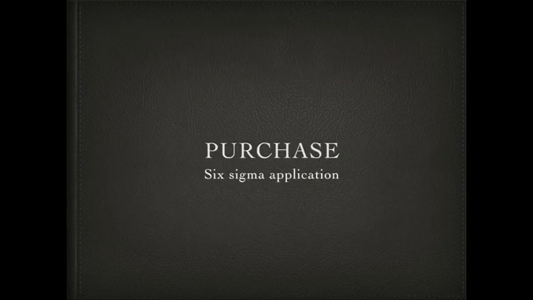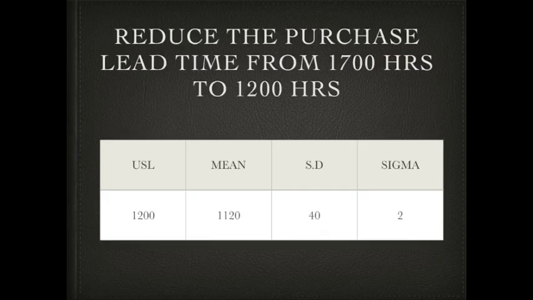Now coming to purchase department and its 6 sigma application, reducing the purchase lead time from 1700 hours to 1200 hours. Here the target is 1200 hours, mean level is 1120, so the difference is 80. Standard deviation is 40. In 80 we can accommodate just 2 standard deviations of 40, so the sigma level here is 2.